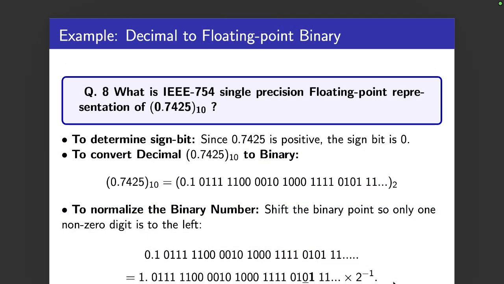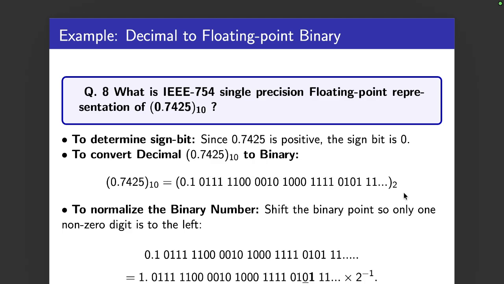What is the single precision floating point representation of 0.7425? This is a positive number, so the sign bit is 0. Now we convert 0.7425 to binary form, and it goes on and on.